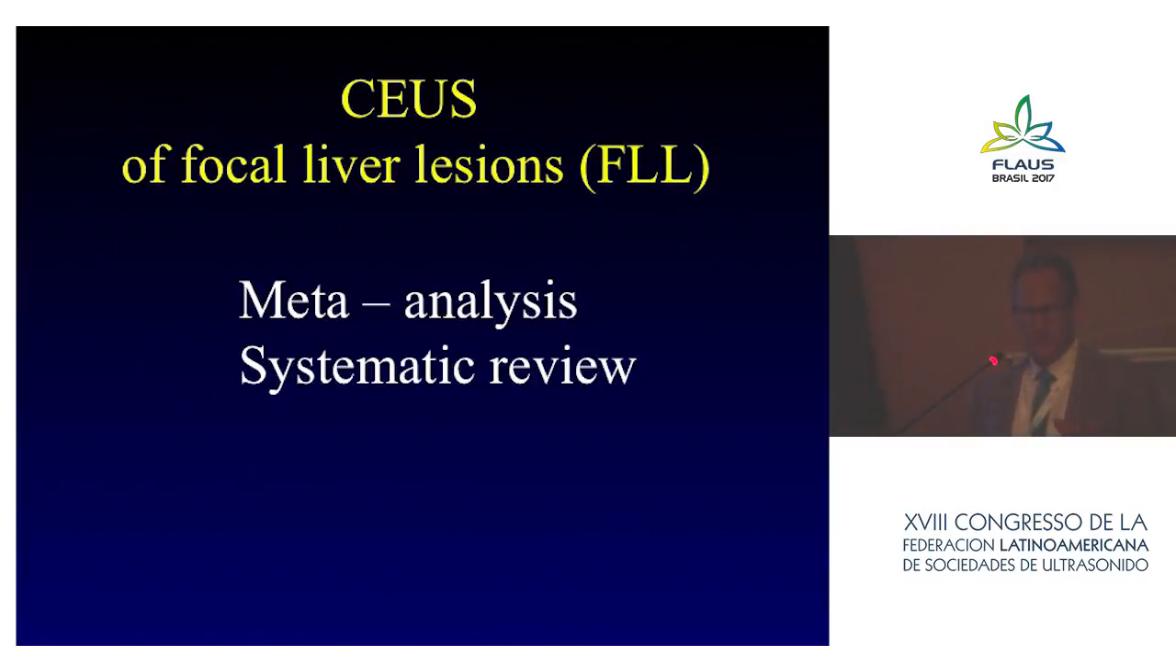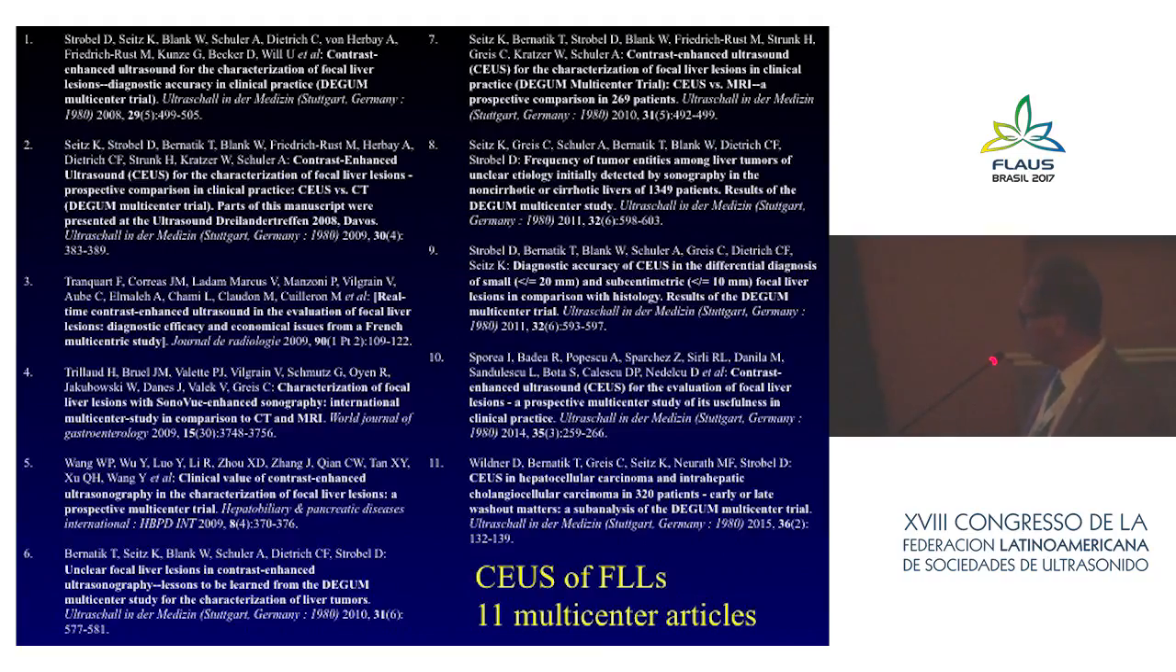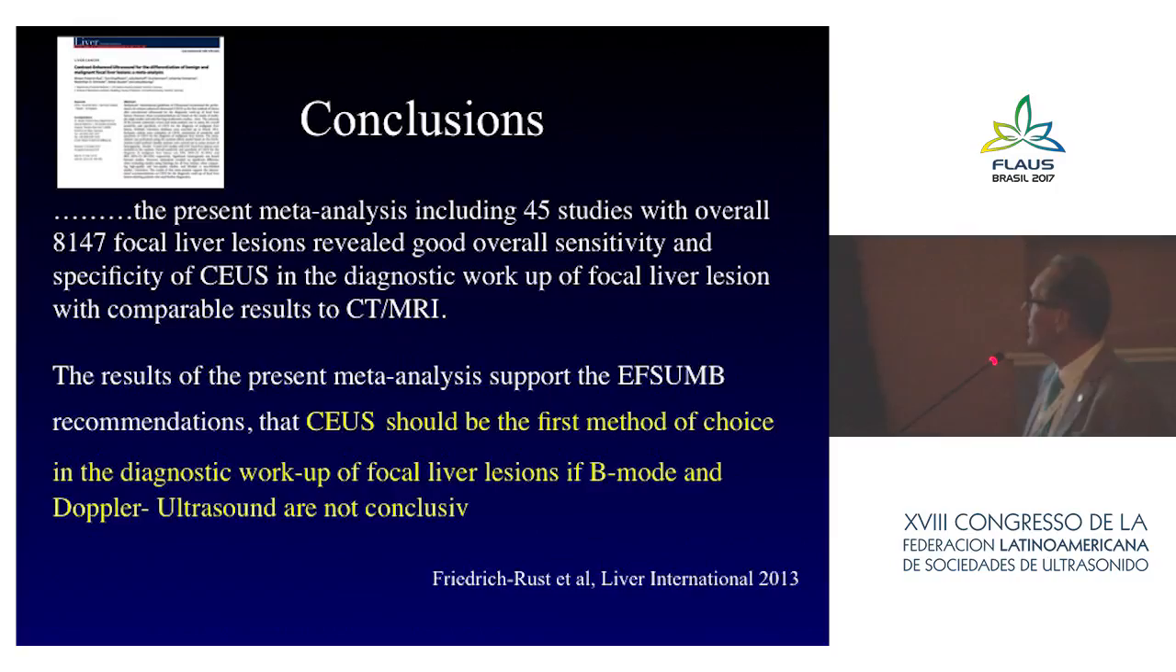What about evidence for this? How good evidence do we have? We have multi-center studies, we have meta-analysis and systematic reviews. Now, the difference between the two latter is that systematic reviews just look at a lot of articles. In the meta studies, you try to make a summarized figure like the sensitivity. We have a total of 11 multi-center articles. They all tell us the same story.